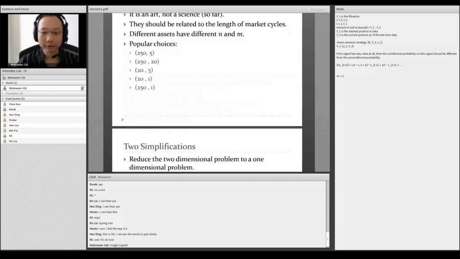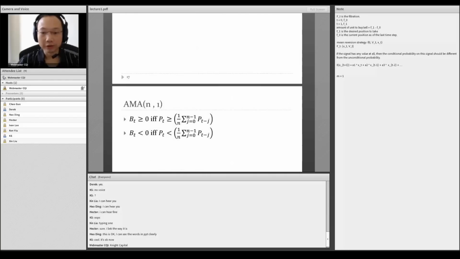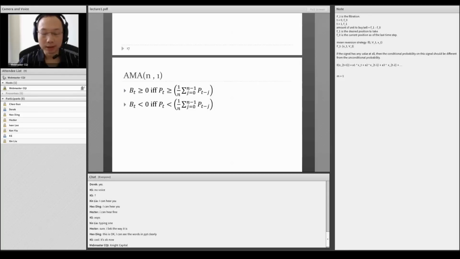So if we set M equal to 1, then the left hand side becomes only P_t. So basically what it's saying is that if P_t, the current price, is bigger than the moving average price, say the long-term moving average, then we buy, otherwise we sell. So this is the arithmetic moving average crossover strategy with M equal to 1. We have this particular form. Everybody got that?